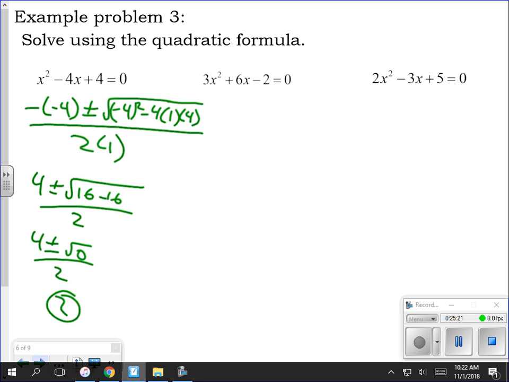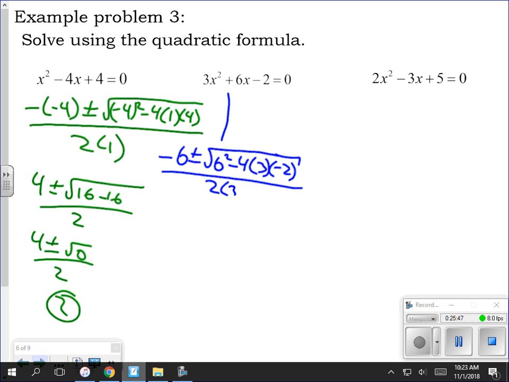Next example. Same idea. Plug in the numbers. And I'm going to move this one down a little bit for my first step because I need more room. So I do minus b plus or minus the square root of b squared minus 4 times a times c all over 2 times a.